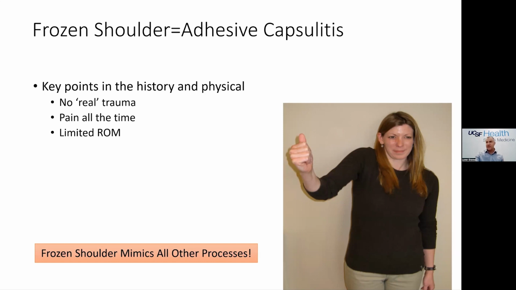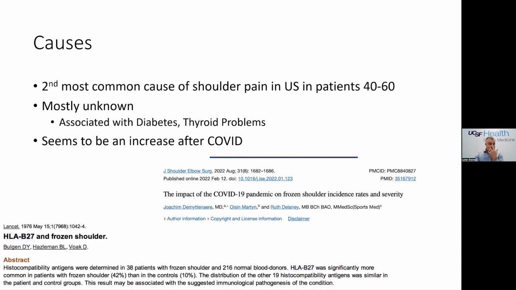I had a patient yesterday who said they fell down, but they didn't even land on that side. And now they can't reach to the back of the car. They complain of limited range of motion, and they will say that fast motion hurts more than slow motion. This is extraordinarily common. It's the second most common cause of shoulder pain in the United States in patients between the age of 40 and 60, which is when most patients see the doctor.